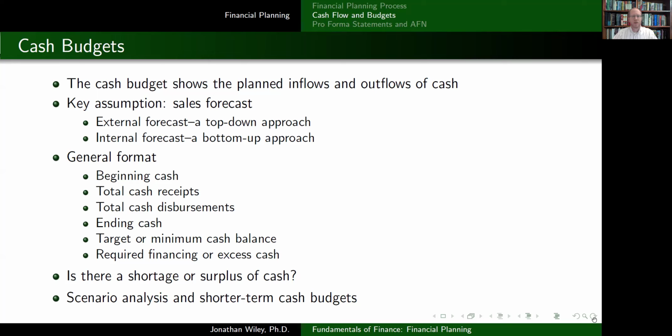This is going to be the total amount of cash that I expect to have coming into the business during the period. And then I'm going to look at total cash disbursements, the total amount of cash I expect to be leaving during the period. And then I'm going to look at, as a result of that, the ending cash.